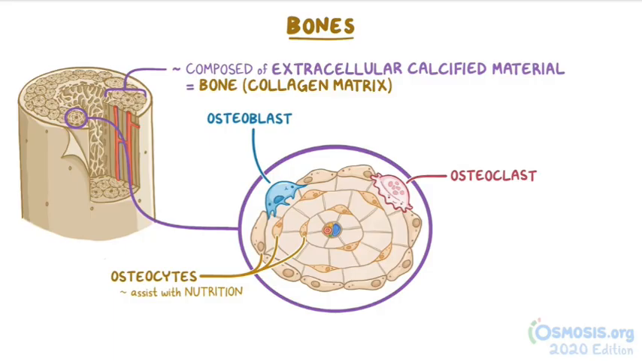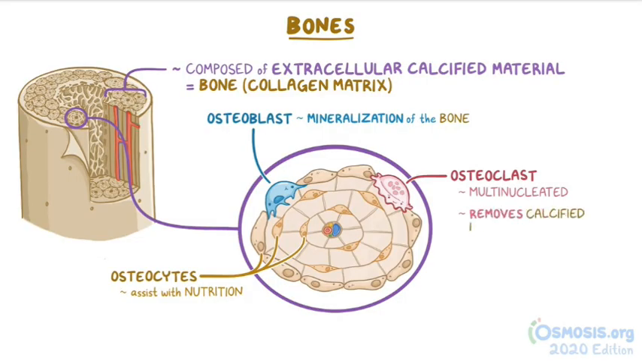Osteoblasts are found mostly along the surface of bones, but also within the bone matrix itself. They are responsible for both synthesizing and mediating the mineralization of the bone matrix. Osteoclasts are large multinucleated cells that are responsible for removing calcified bone matrix and allowing for the constant turnover and remodeling of bones.